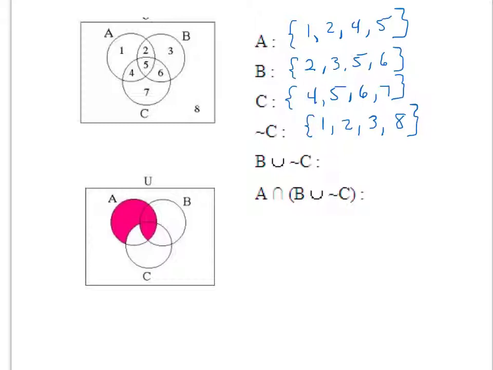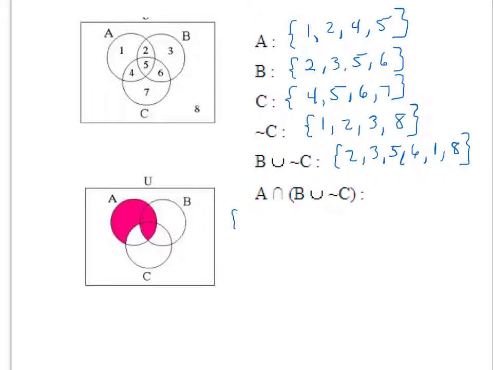And then B union not C? What would you do for B union not C? So B is 2, 3, 5, 6, and then in addition to that we want anything that's not in C. So we're going to go ahead and add 1 and 8. Okay, and then A intersect B union not C.